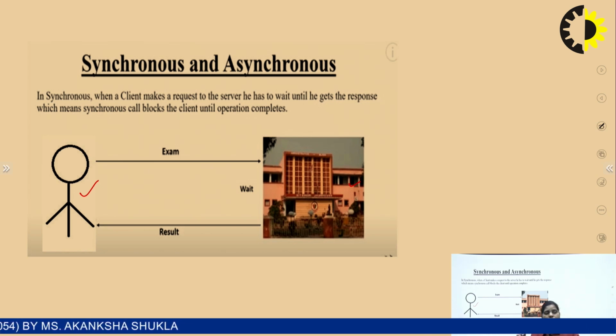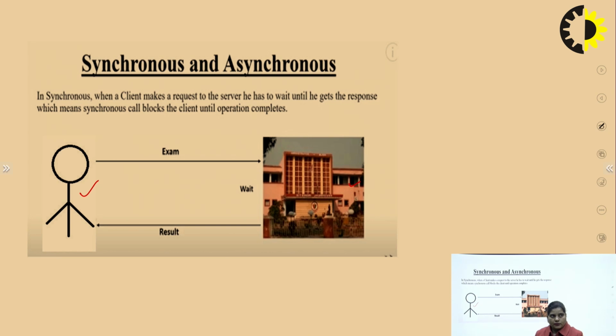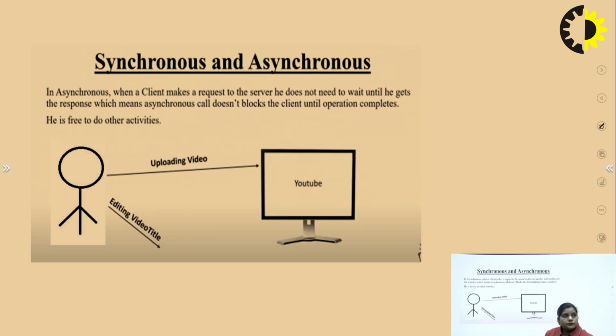So that's why we are saying that in synchronous, when a client makes a request to the server, he has to wait until he gets the response. That particular synchronous kind of message blocks the client until the operation completes, because the actor has to wait for this particular time until and unless it gets a response from the server.